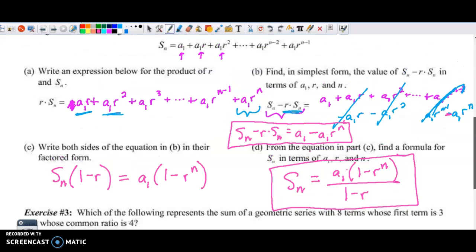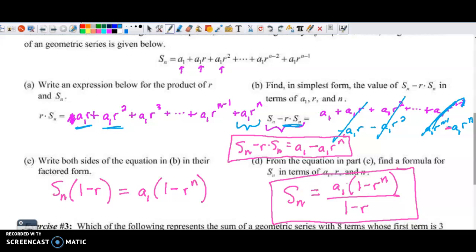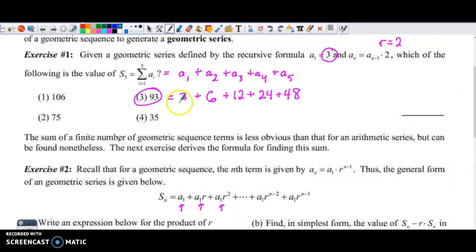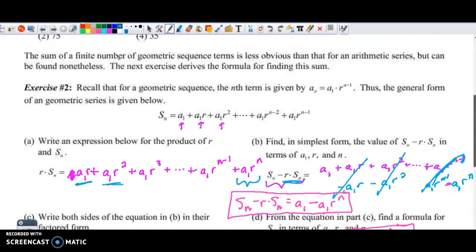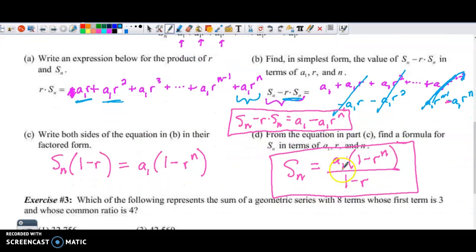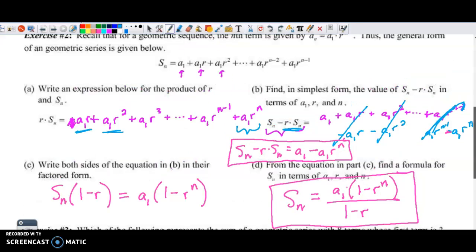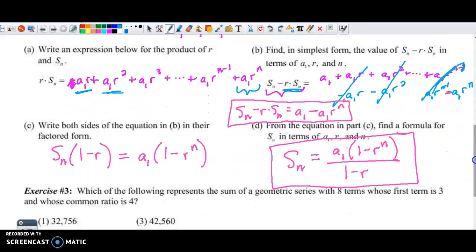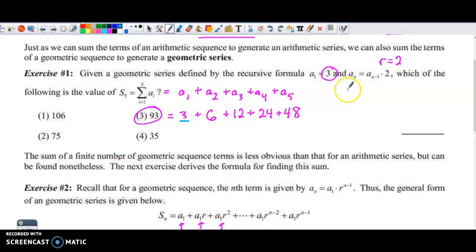So let me just go back and redo exercise 1, because all we needed to know was what the first number was. That's a sub 1 in our formula. We need to know the ratio, which they told us in the problem was 2, and we needed to know how many terms there are. Well, in exercise 1 there were 5 terms. So let me just rewrite the formula. A sub 1, 1 minus r to the nth power over 1 minus r. So if you use that formula, knowing that the first term is 3, 1 minus the ratio 2 to the 5th power, all over 1 minus 2.